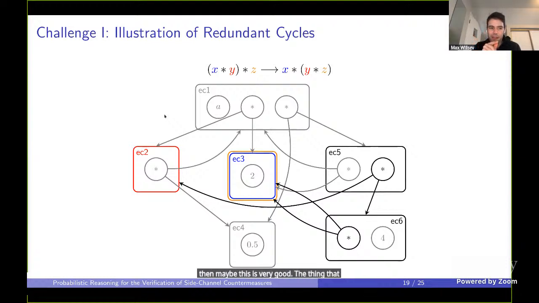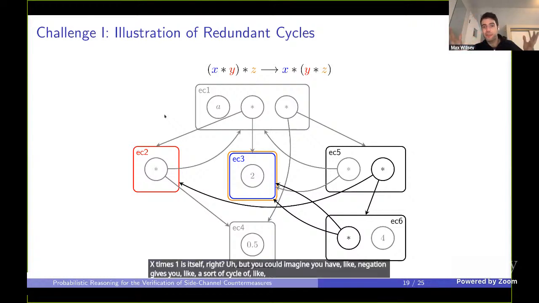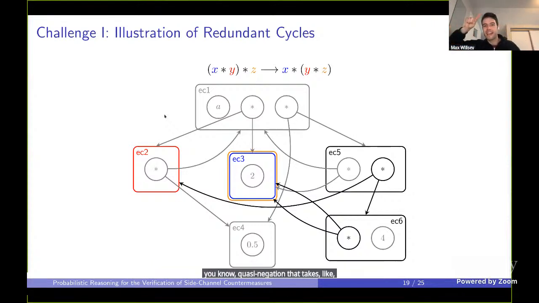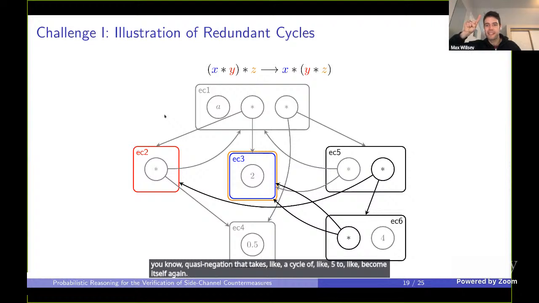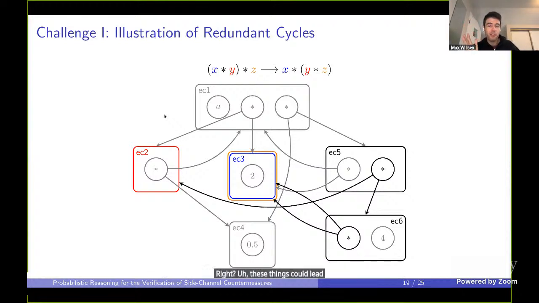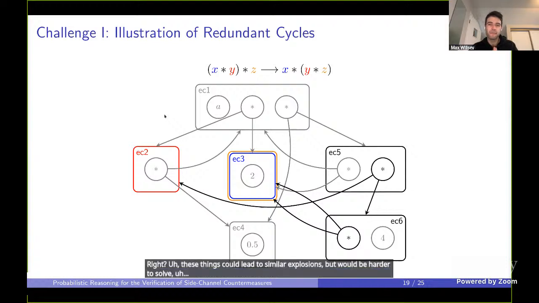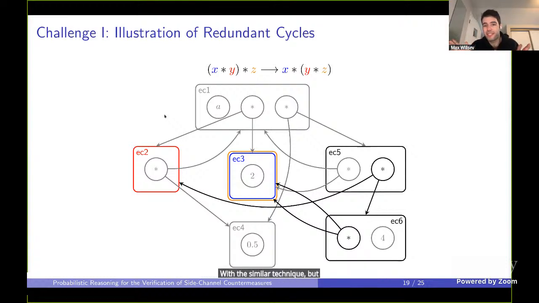The thing that I get worried about is, what about longer cycles? With identity things, the cycle is very short, right? It's like, oh, one times x times one is itself. But you could imagine negation gives you a cycle of 2, or maybe you have some goofy operator, like a quasi negation, that takes a cycle of 5 to become itself again. These things could lead to similar explosions, but would be harder to solve with the similar technique. But maybe that just doesn't matter.